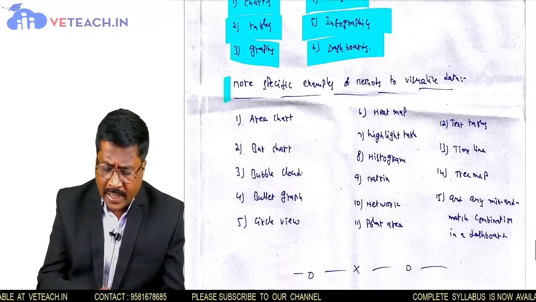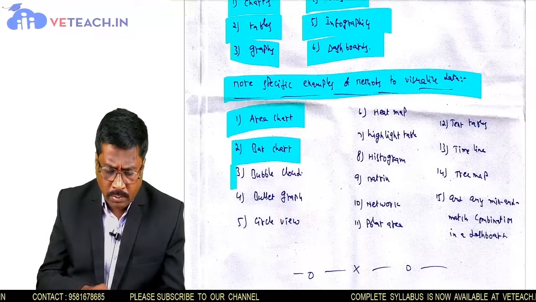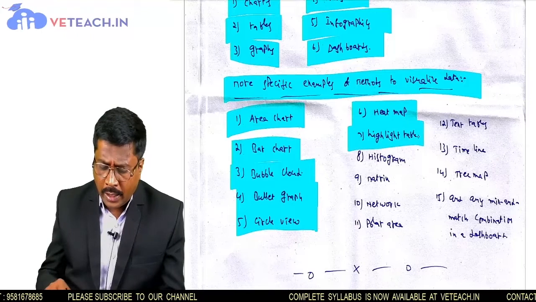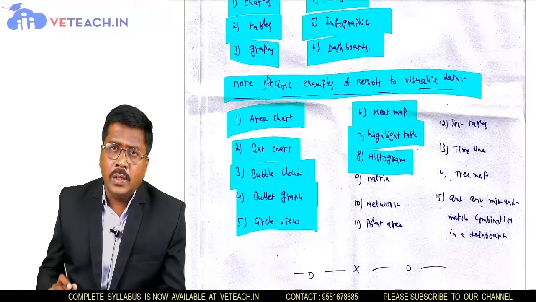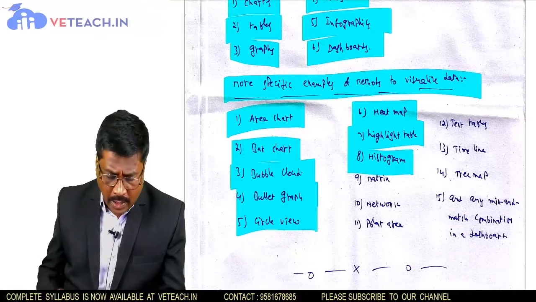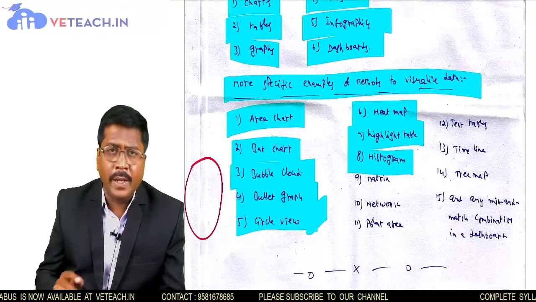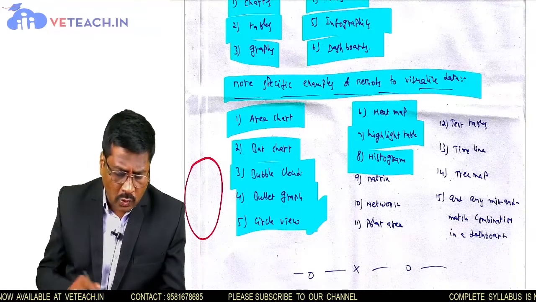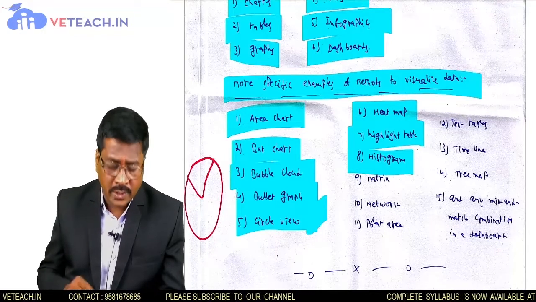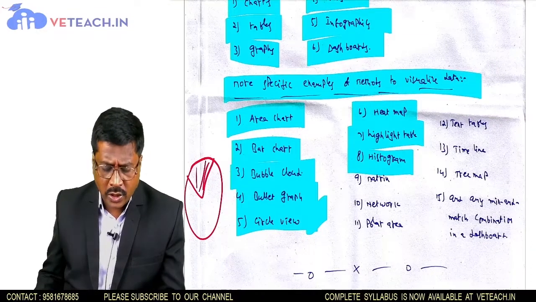More specific examples of visualization methods are area chart, bar chart, bubble chart, bullet graph, circle view, heat map, highlighted table, and histogram. Histogram means you draw the diagrams in the form of rectangular boxes. Circle view means you represent the given data in the form of pie charts, for example how much area is educated, or how many persons are uneducated. This information you collect from the circle view. Similarly area chart and bar chart.